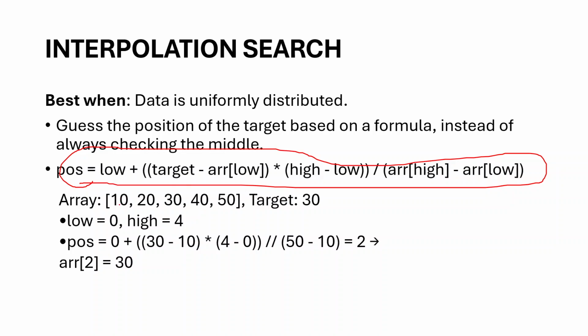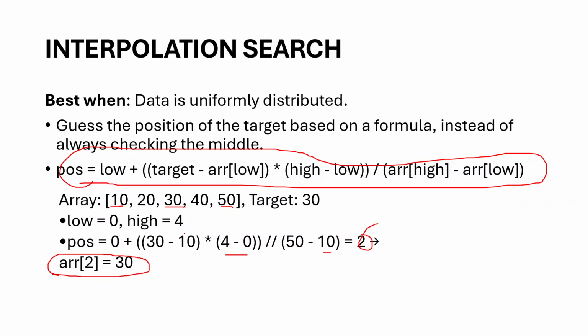Array of low is the data, array of 0 is 10, into high minus low. The high index is 4 and the low index is 0, so 4 minus 0, divided by array of high, which is 50, minus array of low, which is 10. If you calculate this formula, the output will be 2. So the data I'm searching for is at the second position: array of 2 is equal to 30. This is interpolation search, which you can apply when data is uniformly distributed. If the data is not uniformly distributed, then it is not useful.